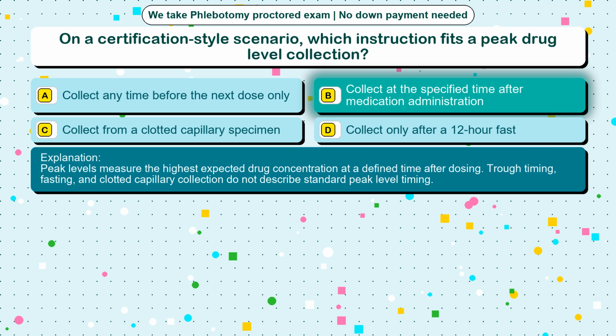Peak levels measure the highest expected drug concentration at a defined time after dosing. Trough timing, fasting, and clotted capillary collection do not describe standard peak level timing.